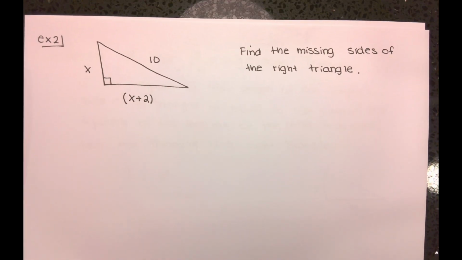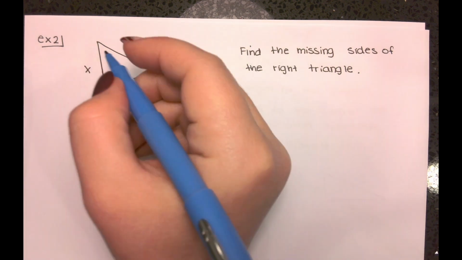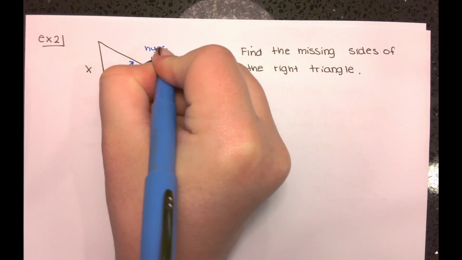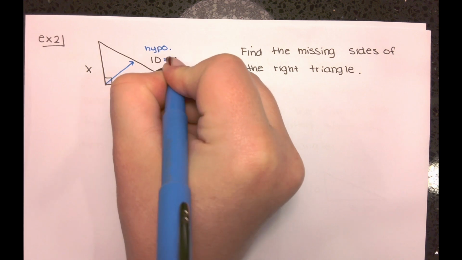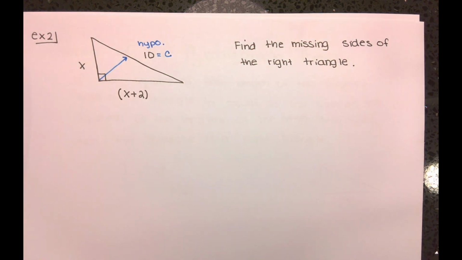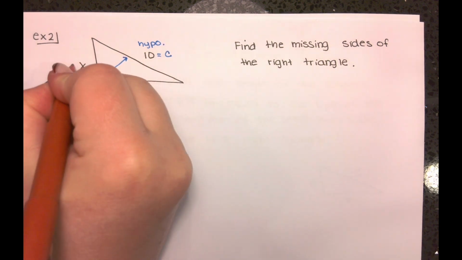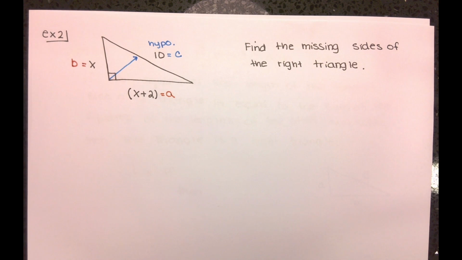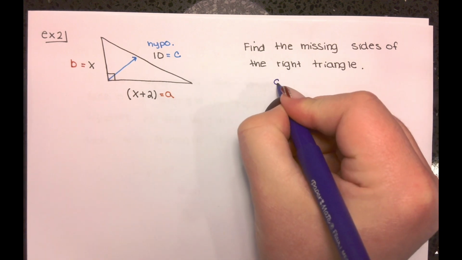Now this one is asking us to find the missing sides of the right triangle. So we need to find all 3 sides. We have 10. We know this is a right triangle. So that means across the street from the right angle is your hippo, your hypotenuse, and that is your C value. Now again, what you choose for A and B doesn't matter. This can be your B value, this can be your A value, whichever. Since we have a right triangle, we know we're going to be using the Pythagorean theorem, which is our a squared plus b squared equals c squared.